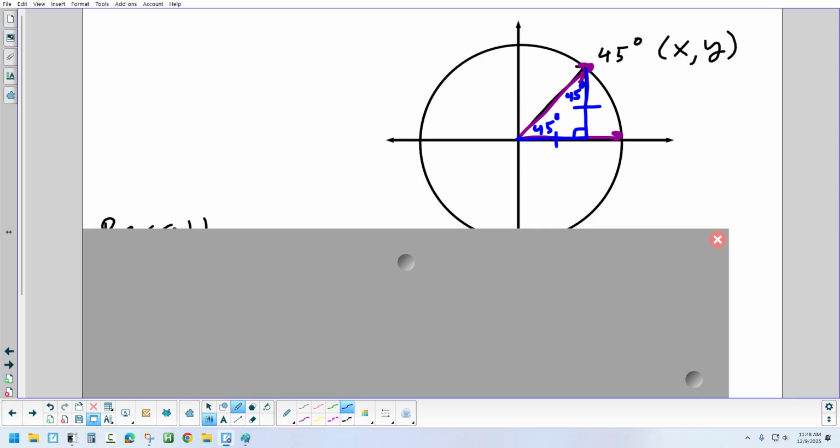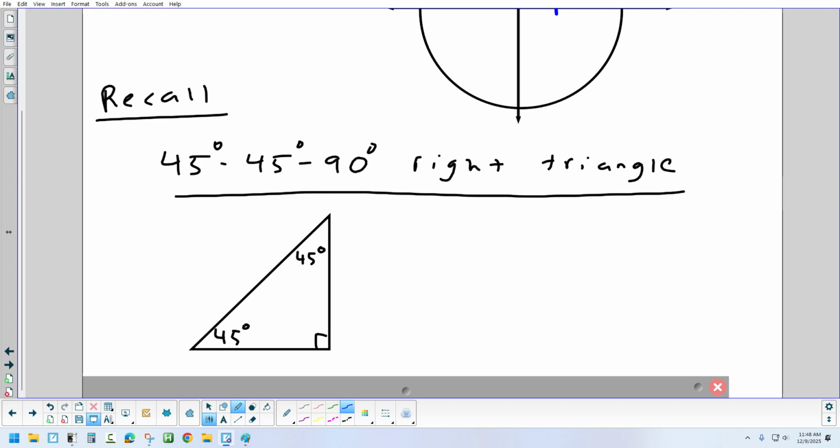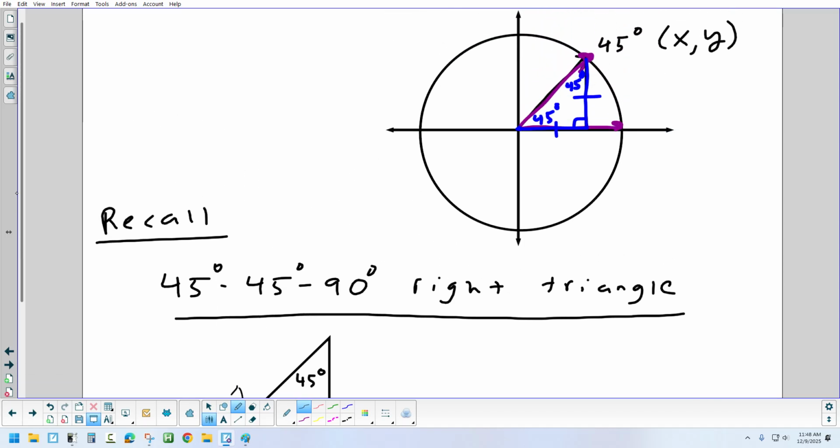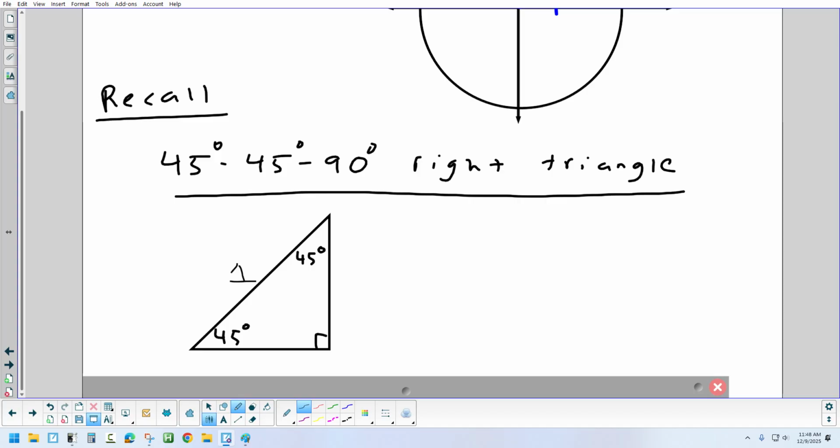Okay, I'm going to draw the same triangle. I'm just going to make a bigger version of it down here. Are there any sides in this triangle that we already know? Yeah? Hypotenuse. Yeah, what is the hypotenuse? 1. Why? Because it's the radius of the circle. Right, it's the radius of the unit circle, which is 1. Now, the other two sides we know are the same. We don't know what they are, but they're the same. So let's call the bottom side x.